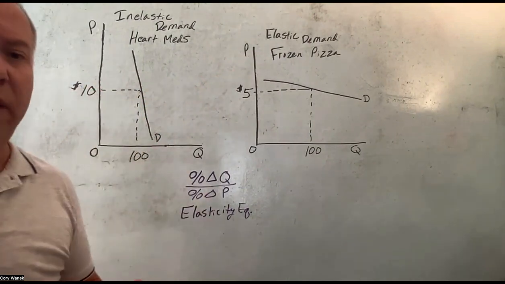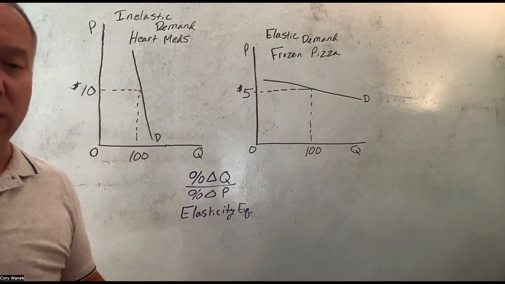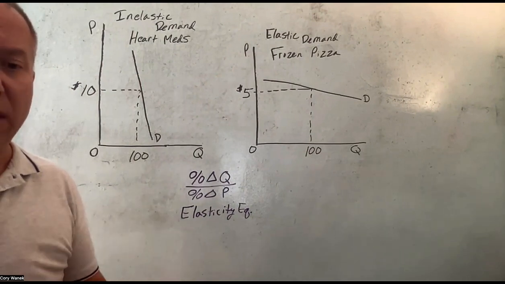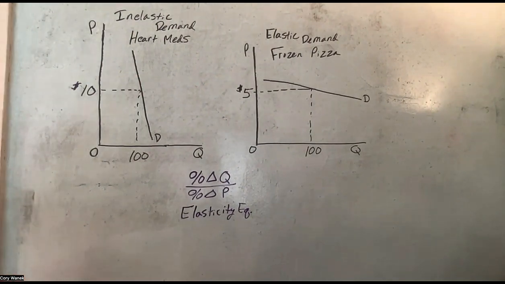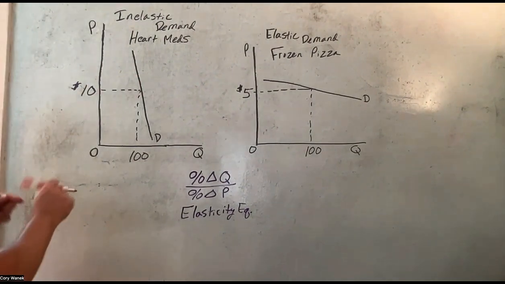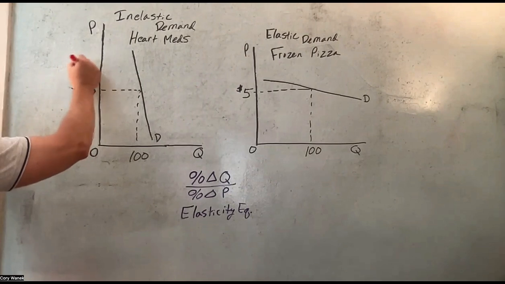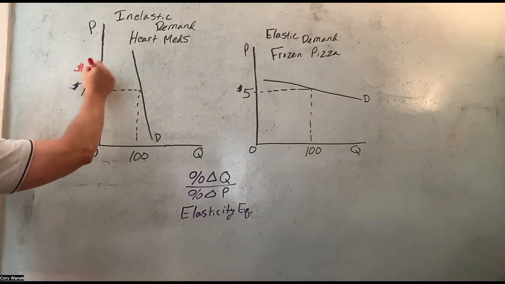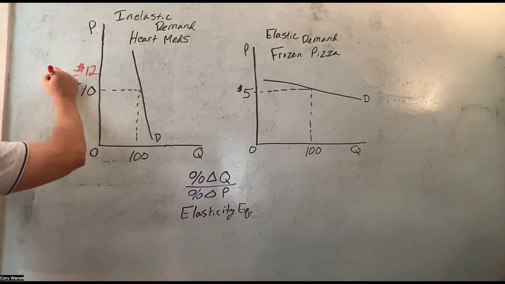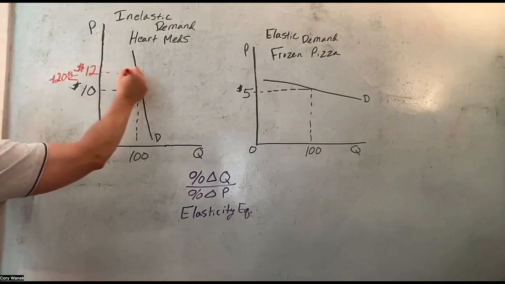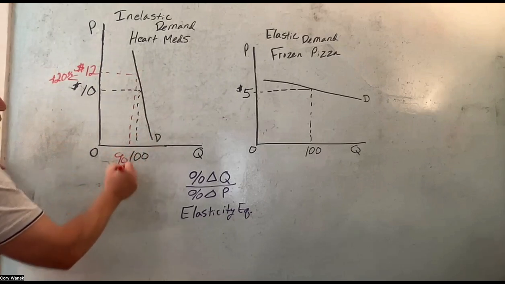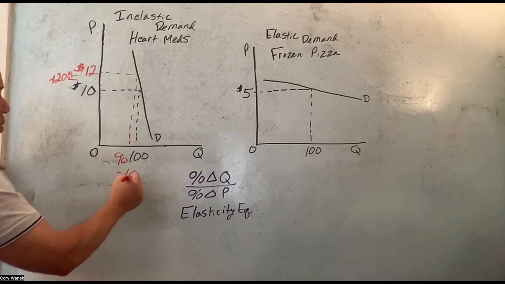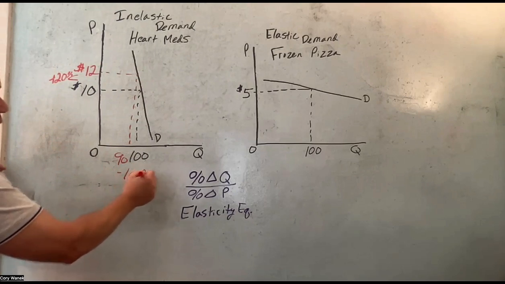Now, we already know the law of demand says as price goes up, quantity goes down. But we haven't talked about how much, and that's what elasticity does. So let's say we raise the price of heart medicine from $10 to $12. This is an increase of 20%. Let's draw a cross, and let's say the quantity demanded goes down to 90. So there's a 10% decrease in quantity.